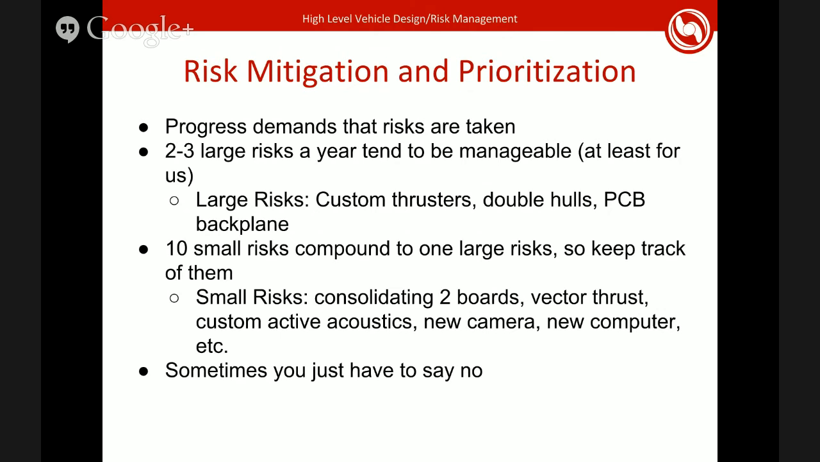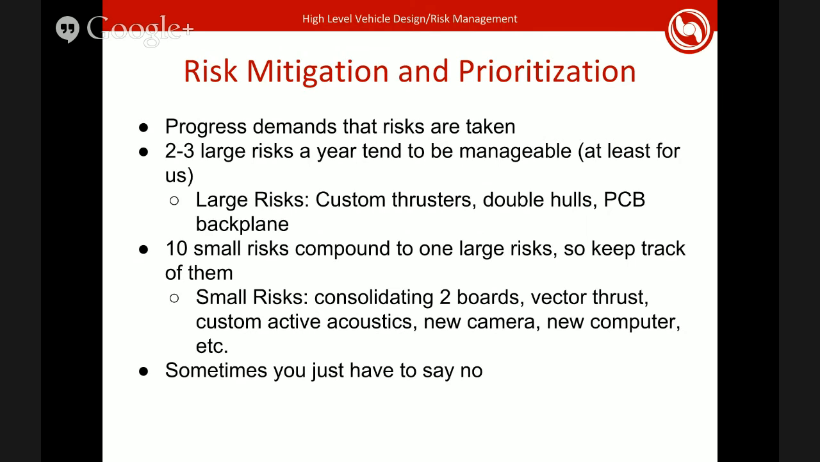A couple examples of this would be implementing custom thrusters, or switching to a double hull design that requires additional seals, additional machining, very precise machining. So it is a very large risk. A PCB backplane is also a very large risk because it doesn't really come with a backup.